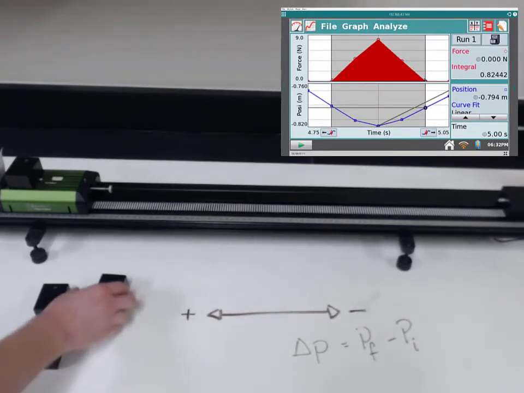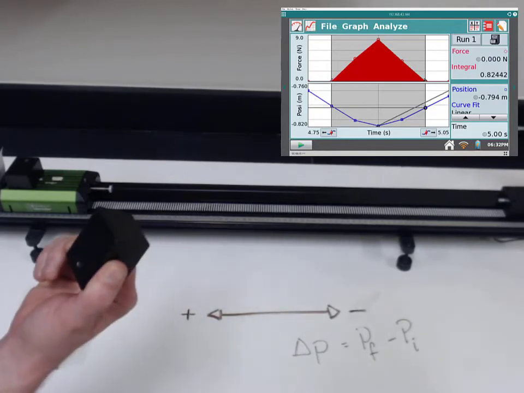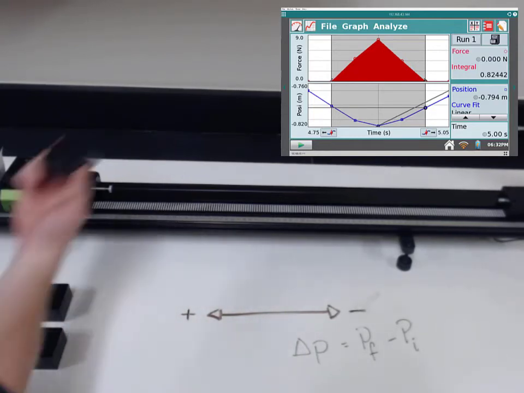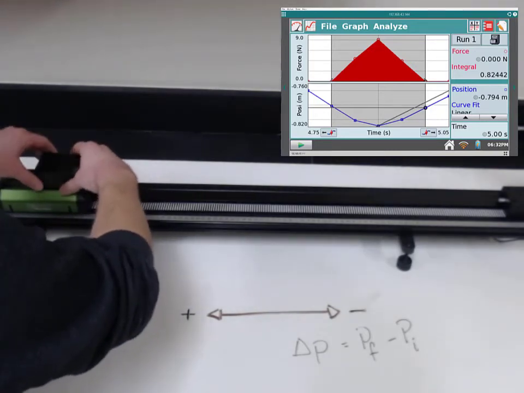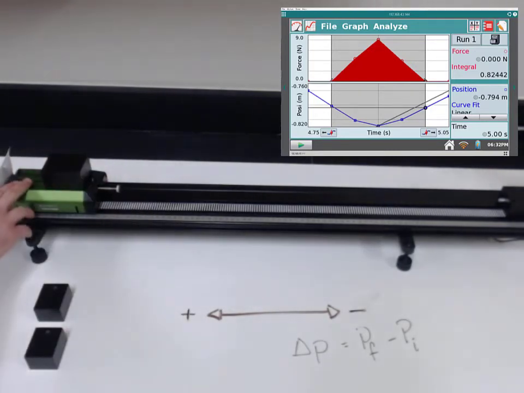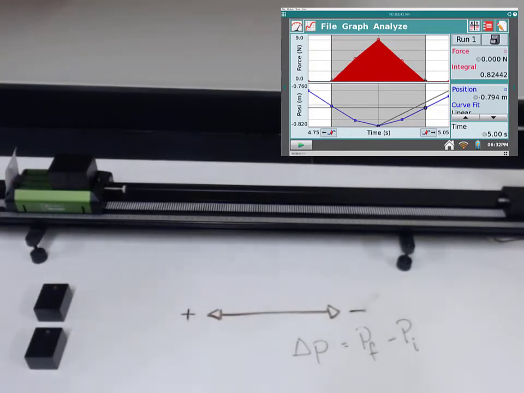Okay, we're ready for our next trial, so we're going to add on this block, which has the same amount of mass. Now we got two of them on there. Hopefully they don't fly off. And again, we're going to look at the same stuff. This is trial number 3, cart plus 2 blocks. Let's see what we got.